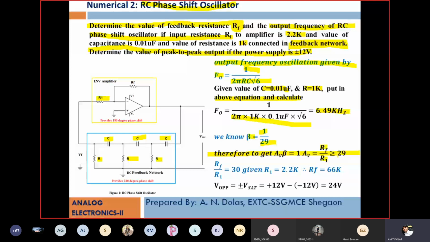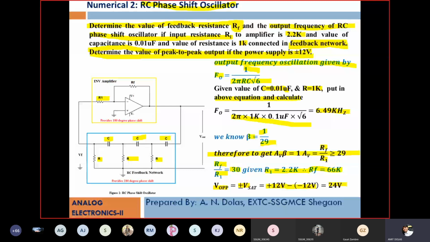And the last statement asks to determine the peak to peak value of the output if the power supply is plus minus 12 volt. So VOPP will be plus minus Vsat, equal to plus minus 12 volt, you may write, or plus 12 minus 12 volt, so it will be peak to peak 24 volt. So this is the RC phase shift oscillator second example, but it is not a design problem.